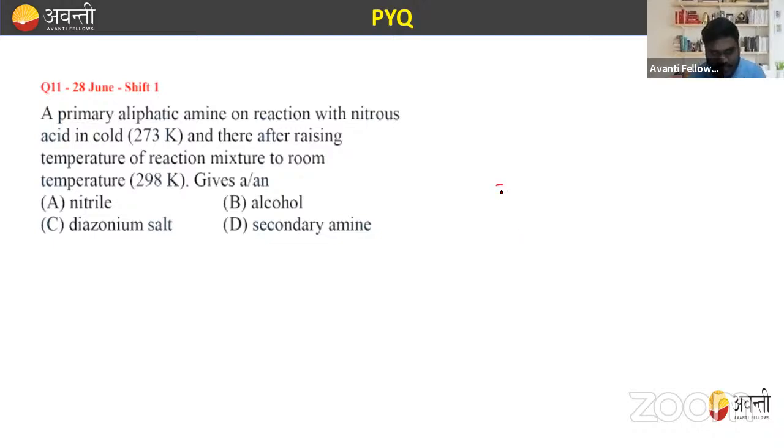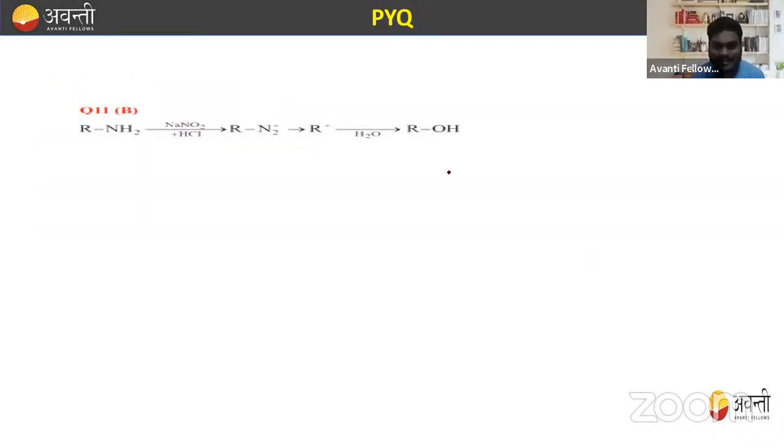So let me write first primary aliphatic amine like CH3CH2NH2. So this is a primary aliphatic amine on reaction with nitrous acid, like HNO2, and after raising the temperature of the reaction mixture to room temperature, what does it give? Whether it will give alcohol, nitrile, diazonium salt, or secondary amine. So out of this, which will be correct? Yes, this is alcohol, definitely, right?